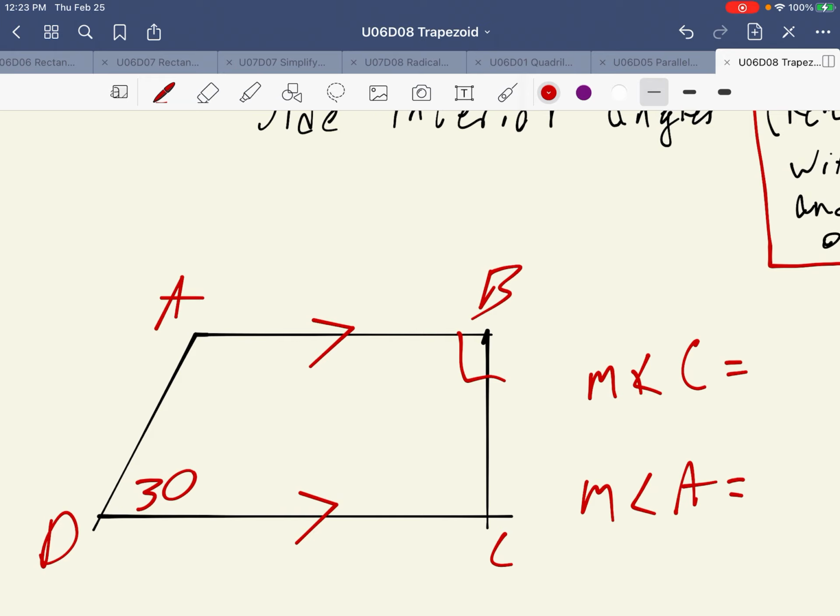So let's take a look at this trapezoid here. In this trapezoid, AB and DC are the bases. So these are our bases. And we are told that the measure of angle D is 30 and the measure of angle B is 90 degrees. Find the measure of angle C and the measure of angle A.